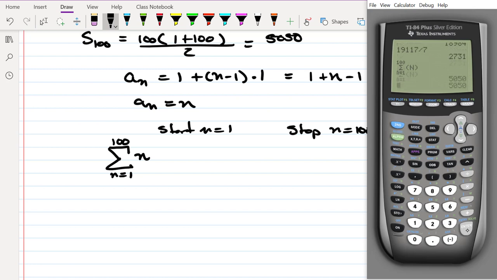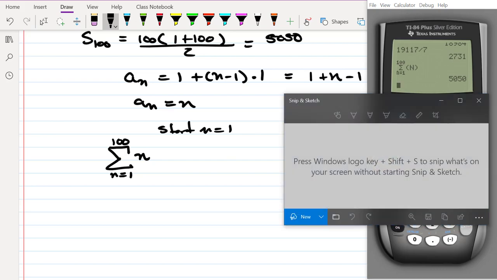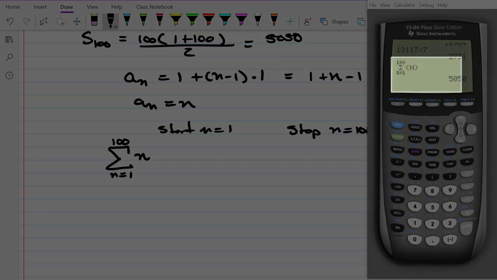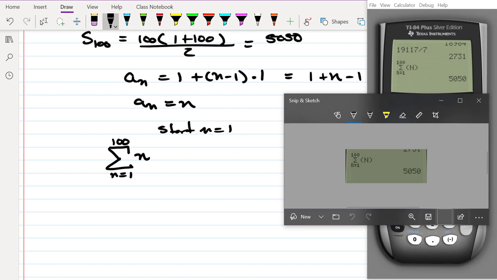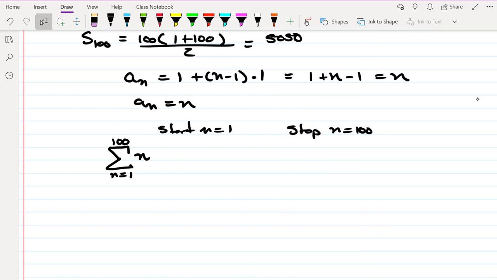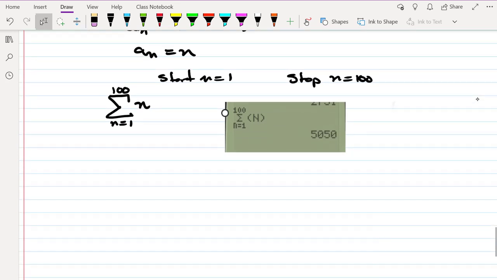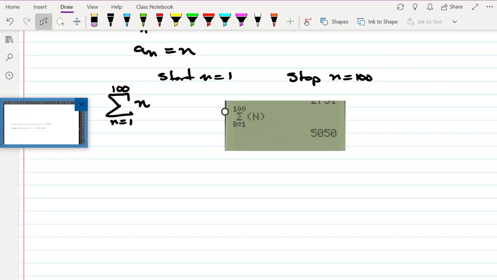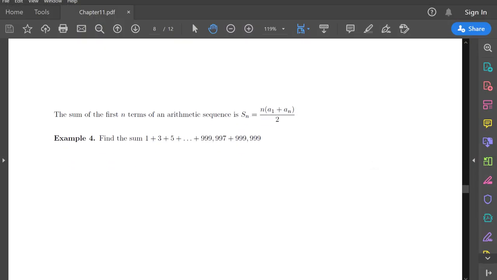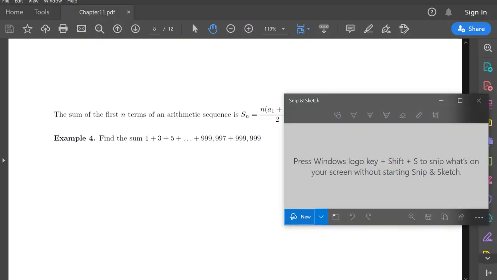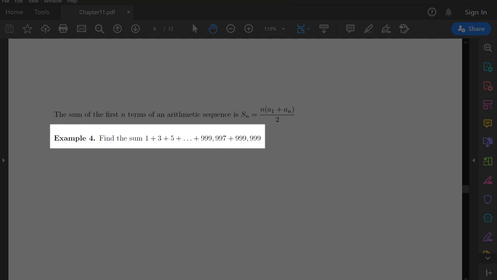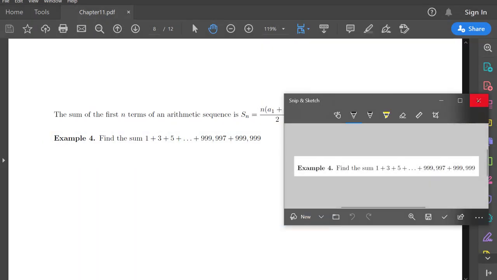We press enter and our calculator thinks for a minute and it agrees with the values that we were getting out of Gauss's formula. So either way we calculate that sum, we get 5,050. So you're probably thinking, well then why the heck do we need this formula if we can just put this stuff in our calculator? All right, well let's go ahead and give this next guy a try.